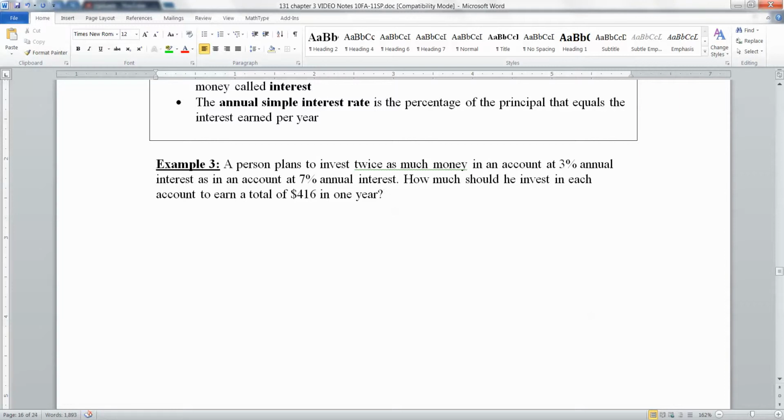It says, a person plans to invest twice as much money in an account at 3% interest as in an account at 7% interest. How much should he invest in each account to earn a total of $416 in 1 year?